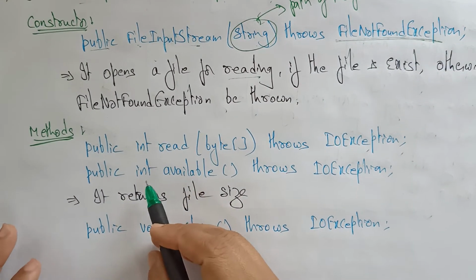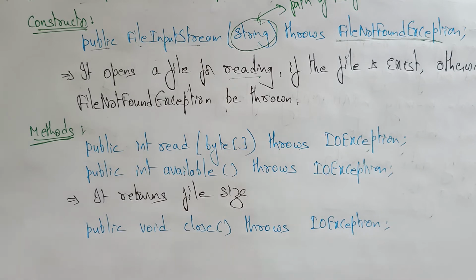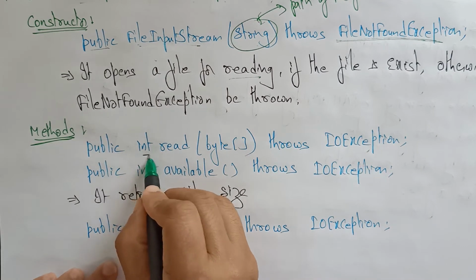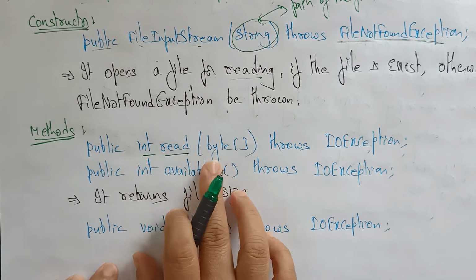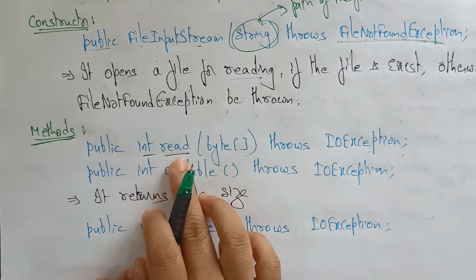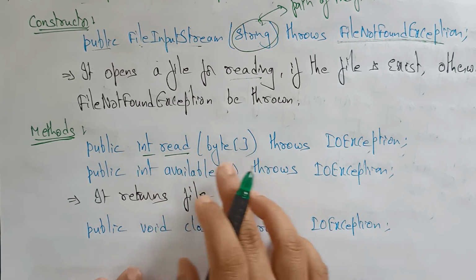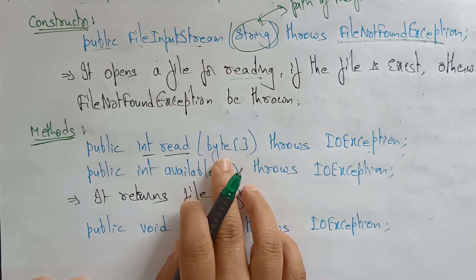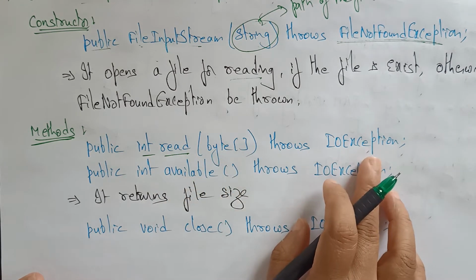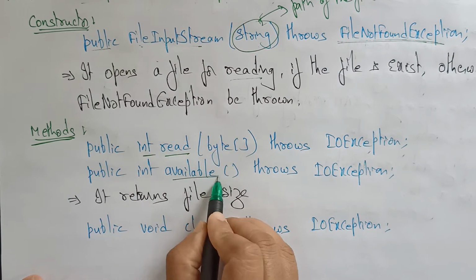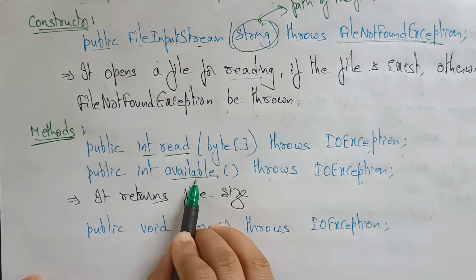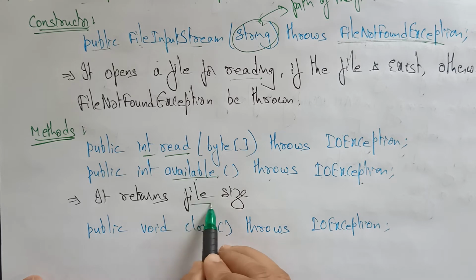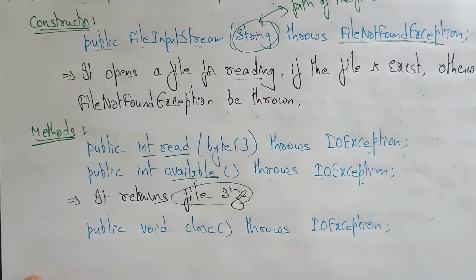Now, the methods. For reading the file, what methods do we require? The int read method, which I already explained. For reading data from the keyboard or from a file, we use the read method with a byte array, which throws IOException. Another method is available, which throws IOException. This available method is going to return the file size. That is what I said in step 2.